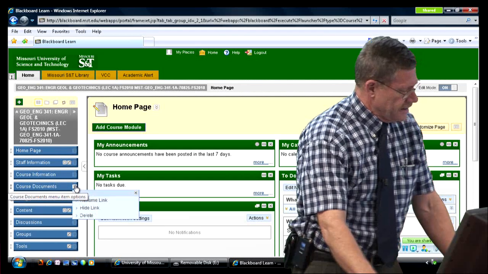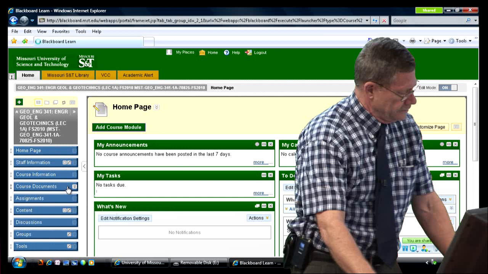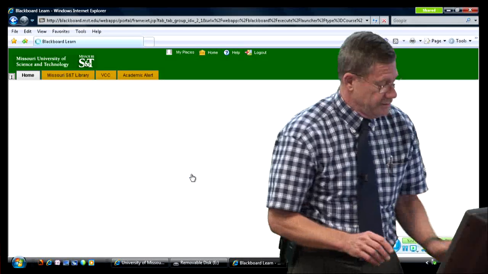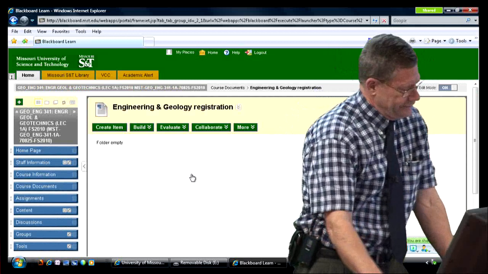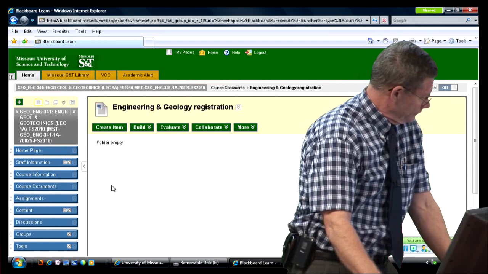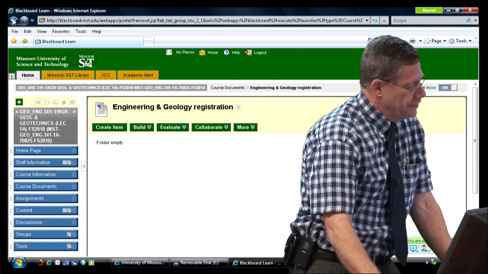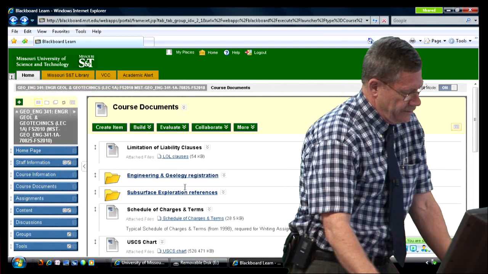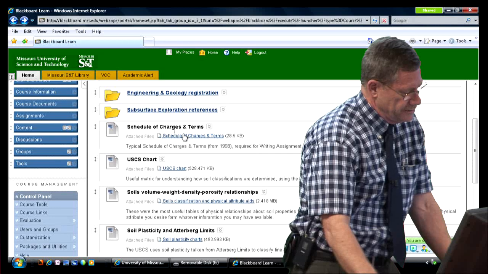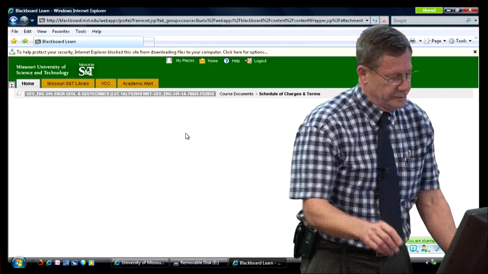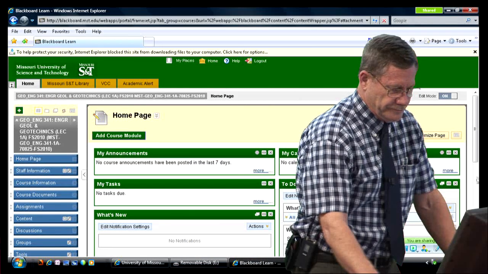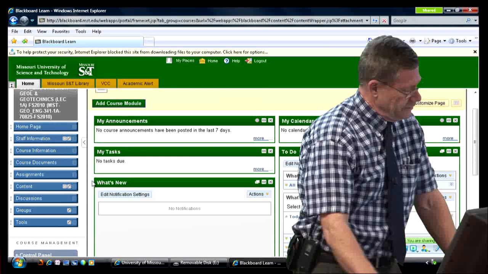Okay, under course documents, there's a thing here called engineering and geology registration. I'd like, oh, folder empty. Wow, well, all right, I'll have to repair that. I don't know what happened to it. It's not in there. All right, schedule of charges and terms. I want you to do that this week. That's a follow-up to the writing assignment we just had. I don't know what's going on here. What happened?